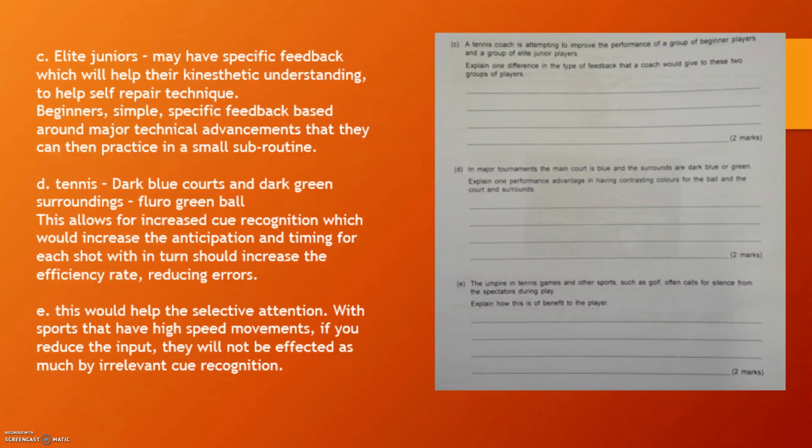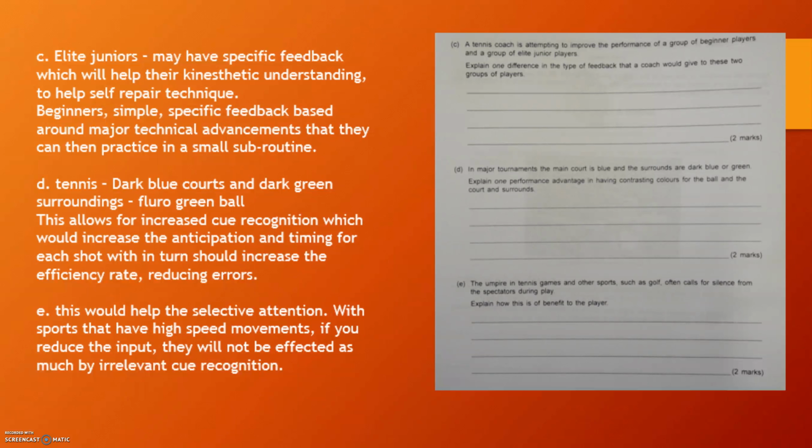C, a tennis coach is attempting to improve the performance of a group of beginning players and a group of elite junior players. Explain one difference in the type of feedback that a coach would give to the 2 different groups of players. So elite juniors might have specific feedback which helps their kinesthetic understanding, to help repair techniques. So it might be really key terms that they use, cues that they have to go back to, like quick feet, follow through, roll the wrists, specific things that they have.